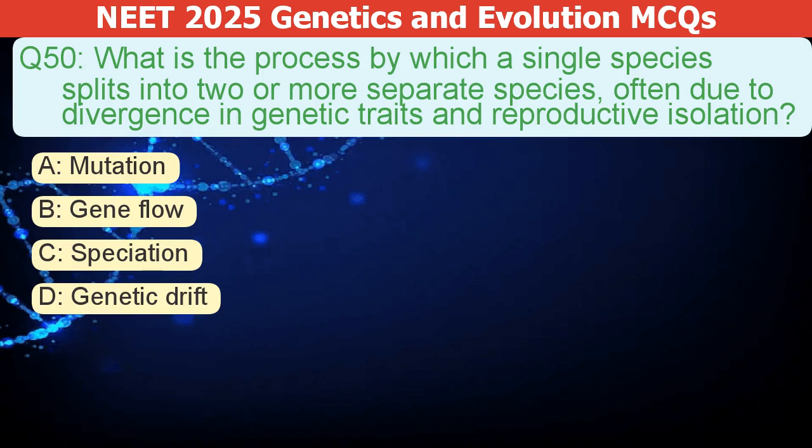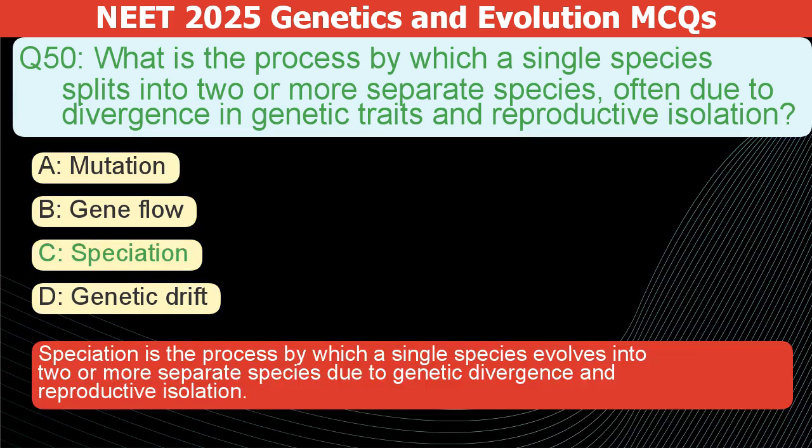What's the process where one species splits into two or more? This often happens because of differences in genes and the groups can no longer breed together. A. Mutation. B. Gene flow. C. Speciation. D. Genetic drift. The correct answer is C. Speciation is the process by which a single species evolves into two or more separate species due to genetic divergence and reproductive isolation.